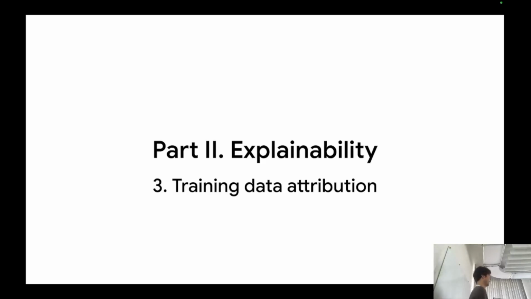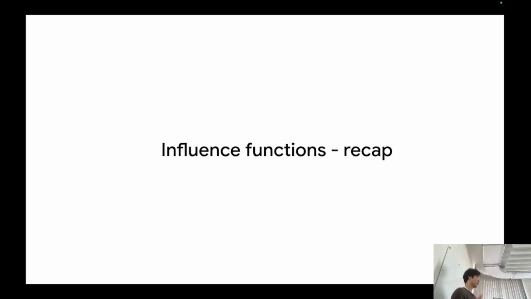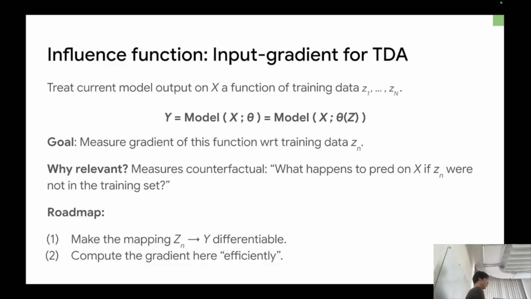Let's continue with training data attribution. I'll do a quick recap of what happened last time, especially towards the end of the lecture, because it was a little bit technical, and I had some more slides for explaining what's actually going on there. But maybe even before going there, I'll just recap the formulation from last time. So the aim was to treat the mapping from the training data to the model prediction on this particular test data of interest.